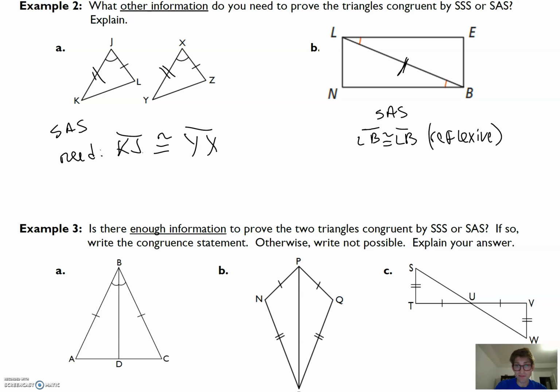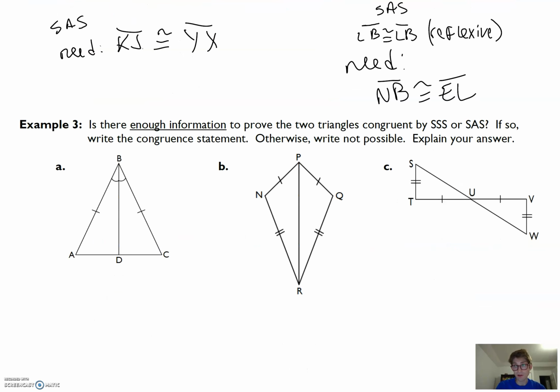So we have that side. So what do we need? We need NB is congruent to EL to use side, angle, side. We would need this side down here and this side up here to be the sides that would include the angle between them. So take a moment, look at these next couple.